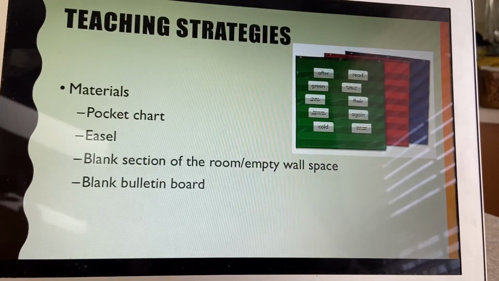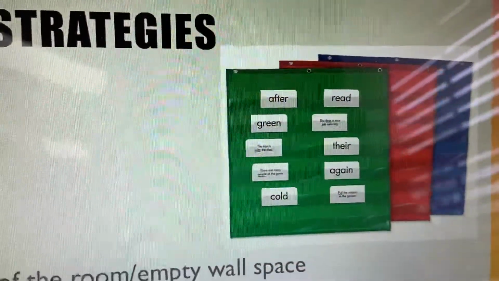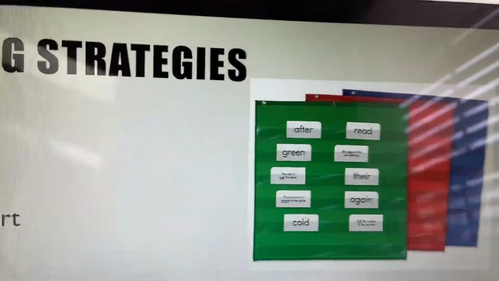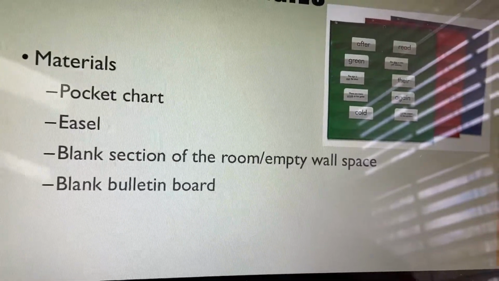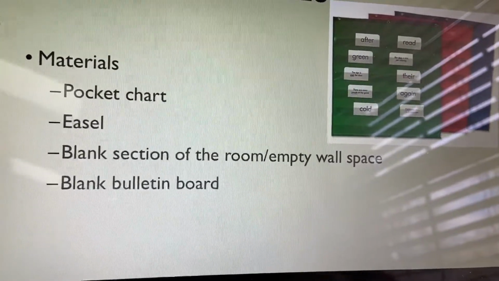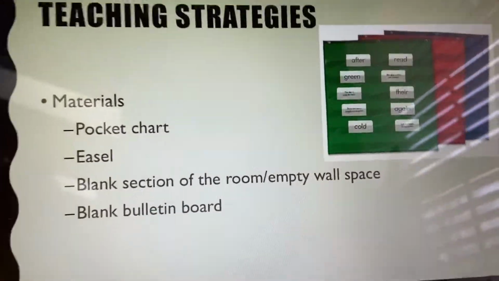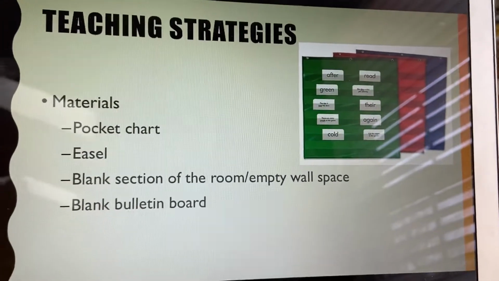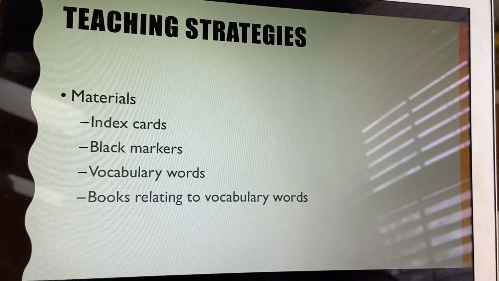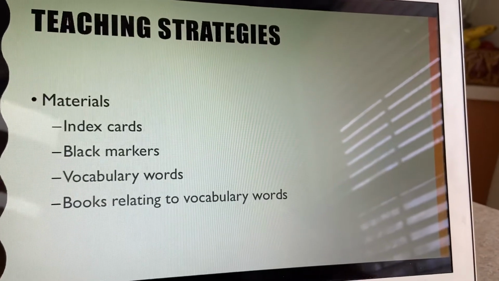And so for a word wall, you can do a pocket chart. And this is an example of something that I found on the internet. It's another resource that I have cited. The pocket chart is cool because you can get an index card, write the vocabulary word on it, and maybe the definition on the back, and just slide it into those little pockets. You can do an easel word wall. You can do a blank section of the classroom, or you can do a word wall on a bulletin board. You will need index cards, black markers, the vocabulary words, and text that relates to the words that you're teaching.